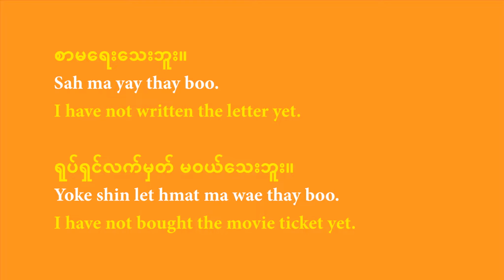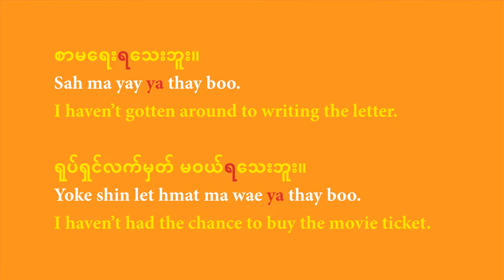But what if you want to suggest you want to do something? You want to take that action. You just haven't gotten around to doing that yet. This is where Burmese speakers will use a slightly different form. They might say, Samaye ya debu. One more time, Samaye ya debu. That suggests you haven't gotten around to writing that letter, but you know you have to, and it's important. And instead of Yokshinlema maware debu, they'd rather say Yokshinlema maware ya debu. One more time, Yokshinlema maware ya debu. That means, hey, I know I need to buy that ticket, or hey, I remember I promised to buy the tickets, I just haven't gotten around to buying those tickets yet.